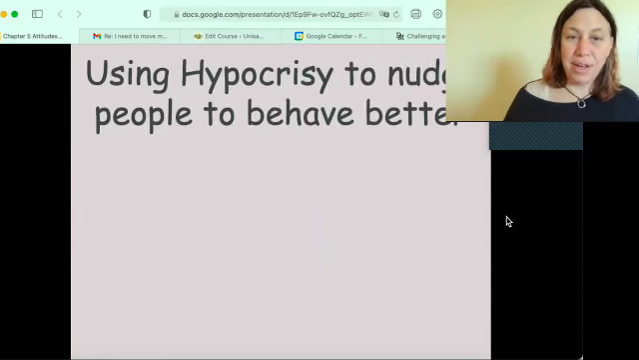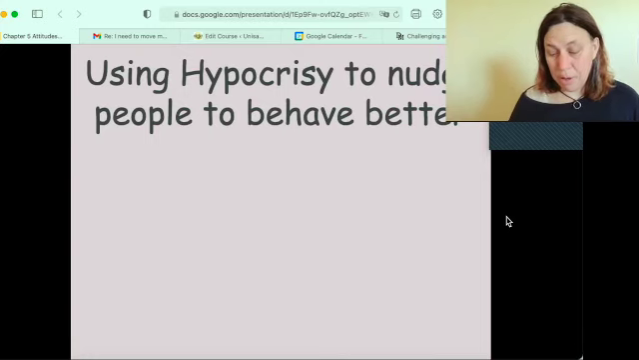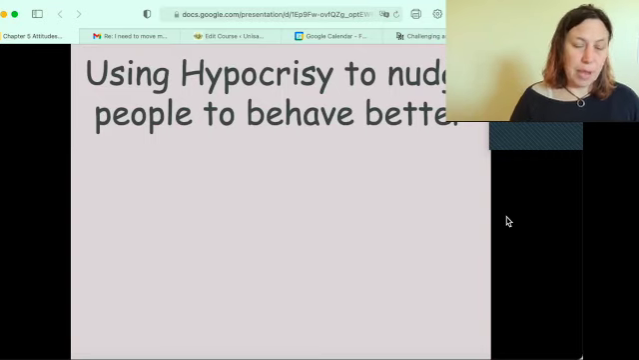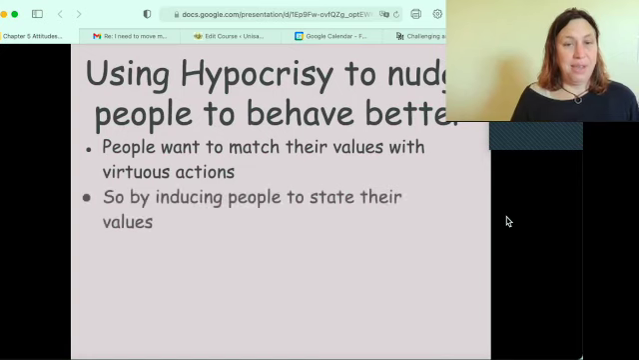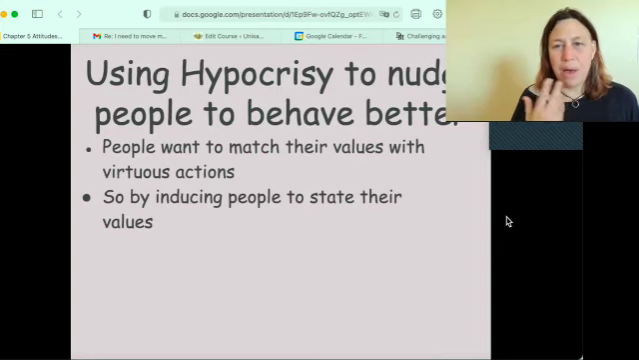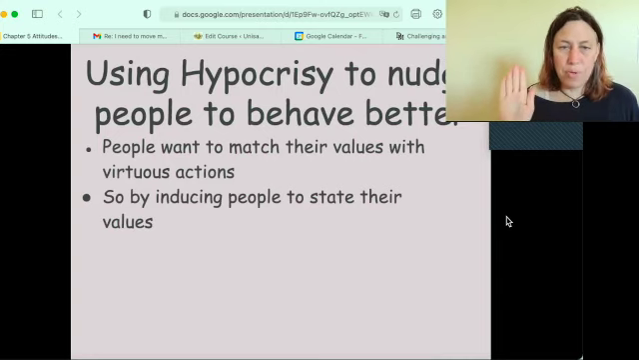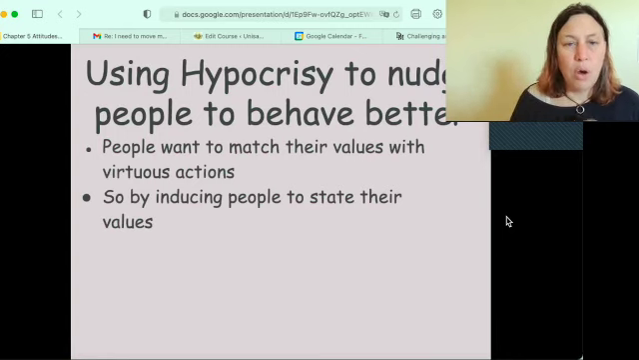Using hypocrisy to nudge people to behave better. So let's look at one scenario where you wish to persuade people to act in a particular way. Like, for example, in the textbook, it's HIV/AIDS. You want people to be careful. Okay. So you know that they want to do the right thing and they know what's right. Okay, so you get them to tell you what is right. Just by getting people, that's why vows are so important, and swearing by the Bible or swearing on things is so important. It reminds people of what their values are, okay, and what they believe is right and wrong.